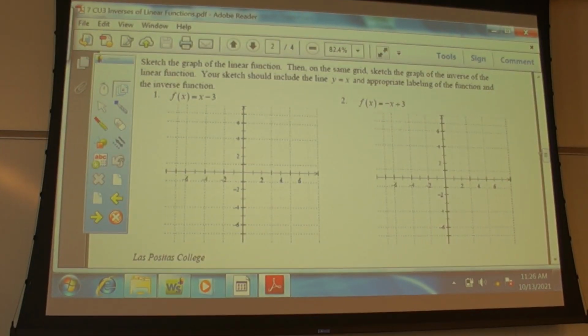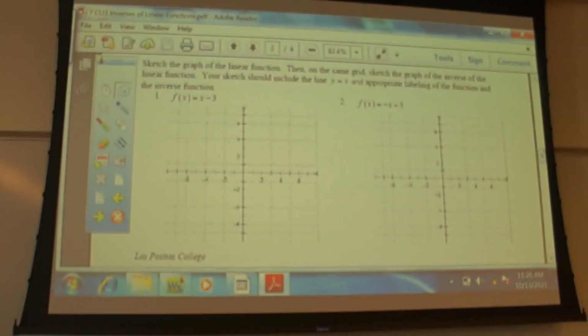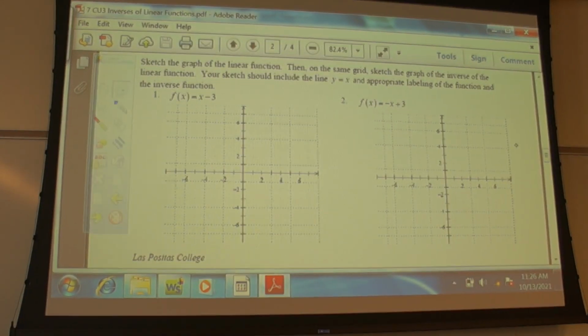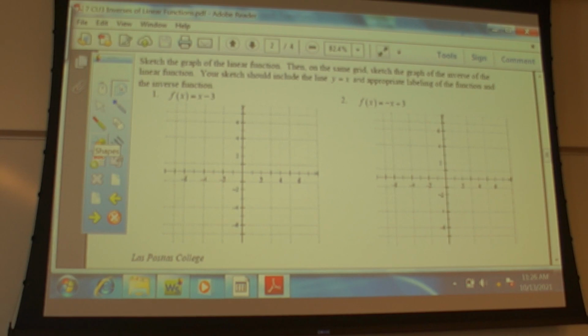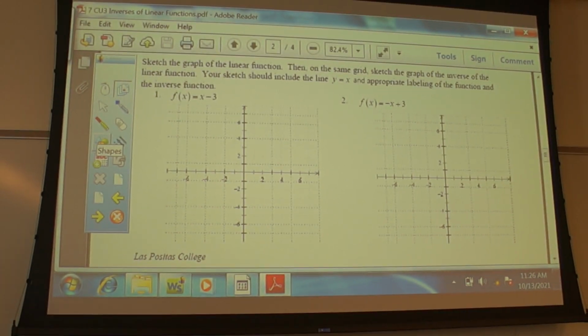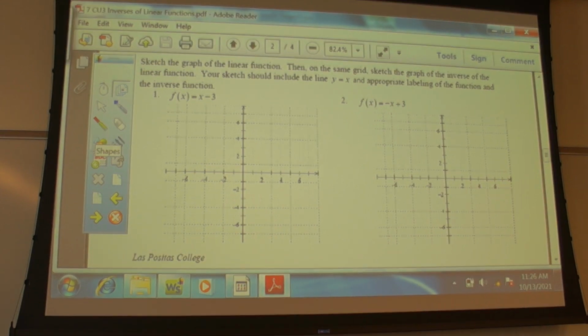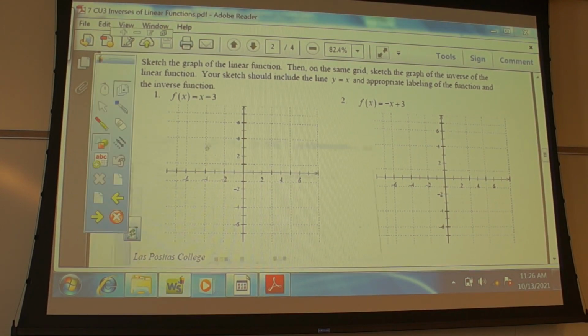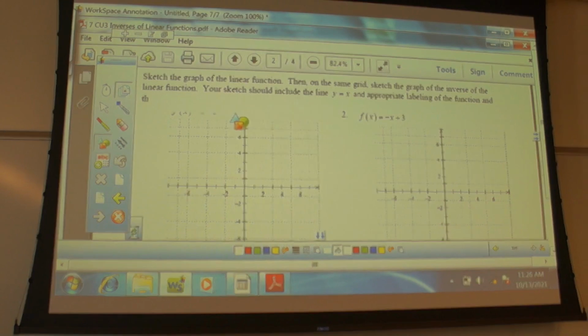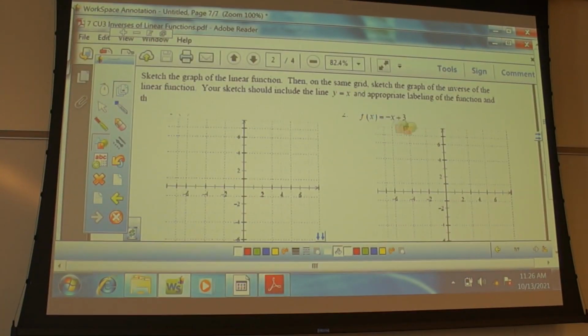And actually, let me give you another one to work on. So sketch a graph of a linear function. So here, I want you to do the same thing, only sketch it yourself. All right, so let me give you some hints for drawing these. So first, temporarily, let's just ignore what these are.